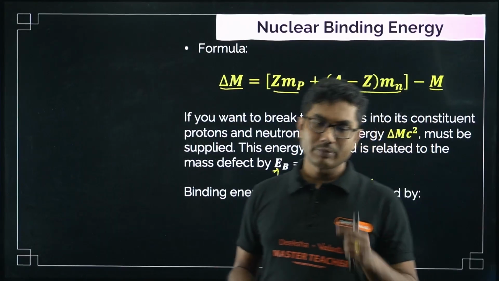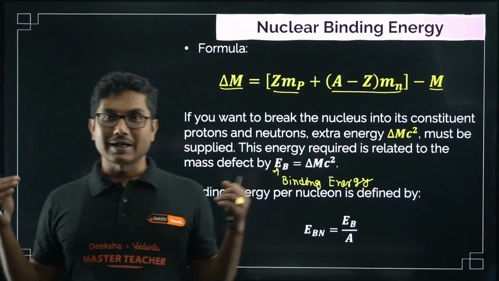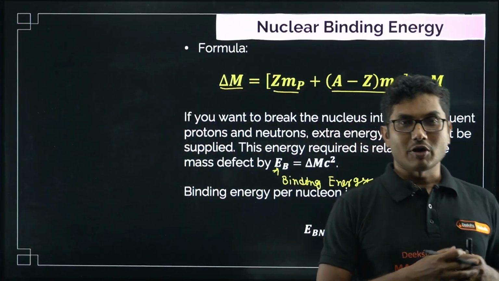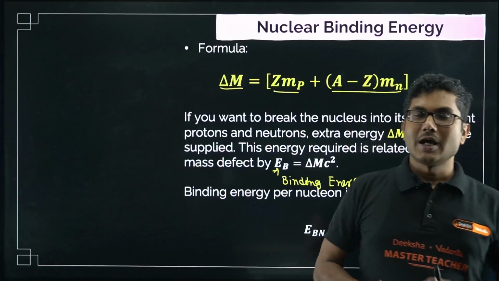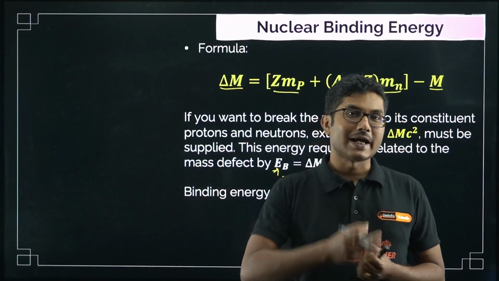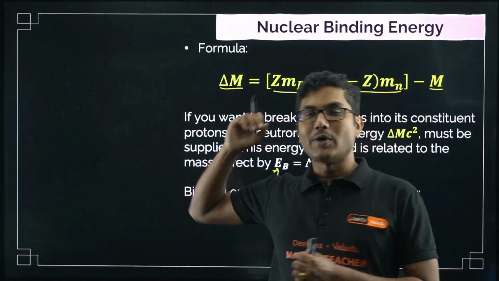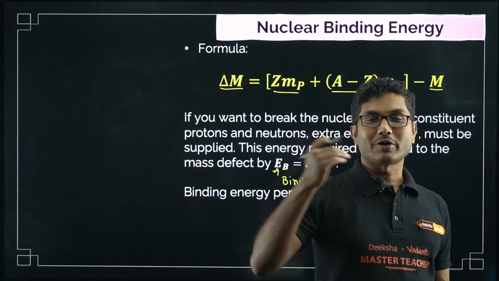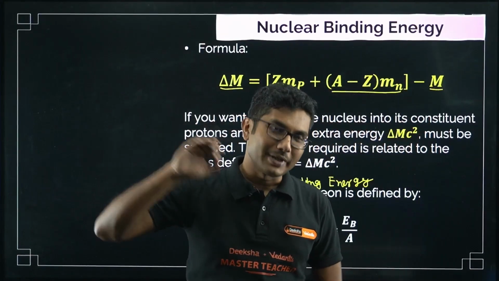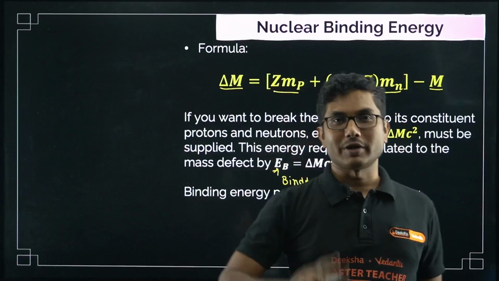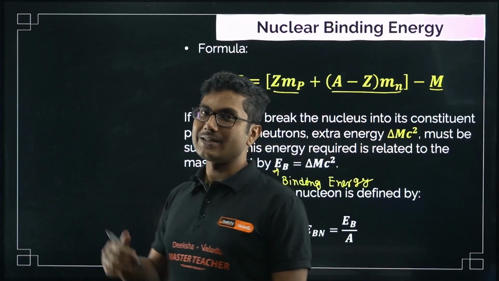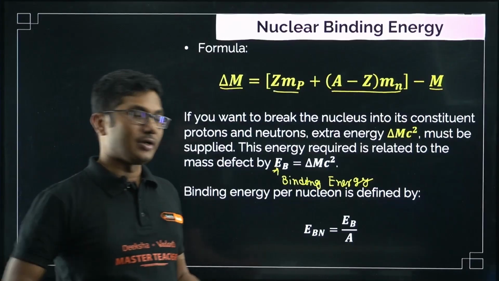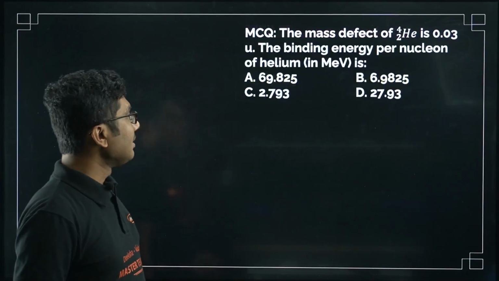Per nucleon means, say you are in a classroom and chocolates are distributed: you have 100 chocolates and 50 students in the class. Then what is the number of chocolates per student that you can get? The total number of chocolates divided by the number of students, so you will get 2 chocolates. That is the binding energy per nucleon: how much energy they have per nucleon. This is very, very important.